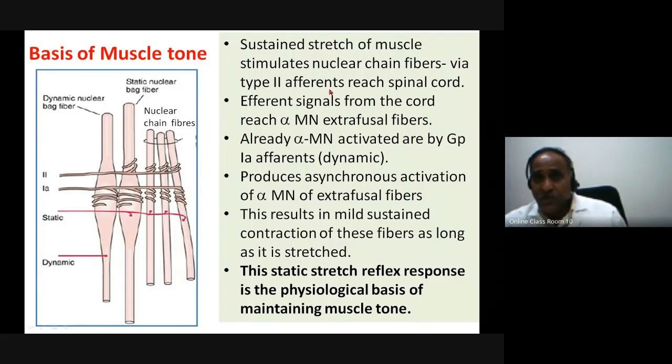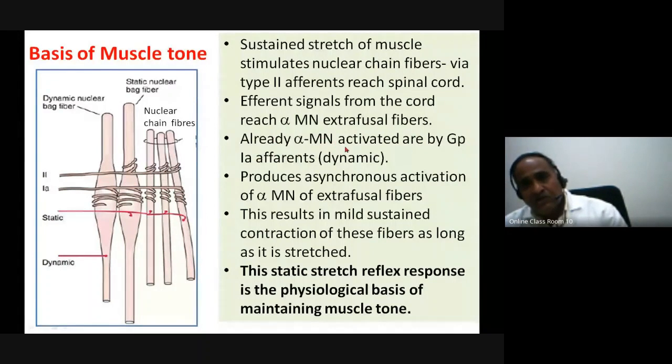body in situ. There is a stretch on the intrafusal fiber, and that will activate these nuclear chain fibers. These are nuclear chain fibers, especially the nuclear chain fibers here in the group 2 afferents. The afferent signal, that means they reach the spinal cord by type 2 afferents. These are the type 2 afferents. They reach the spinal cord. So that means afferent signals reach the alpha motor neuron and the muscle extrafusal fibers.